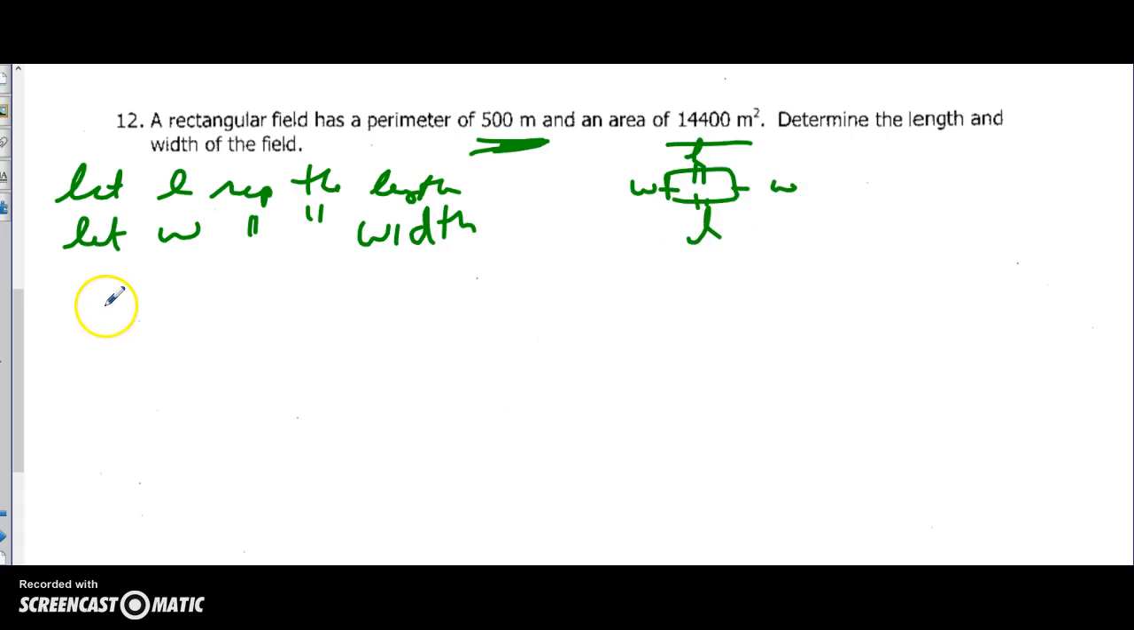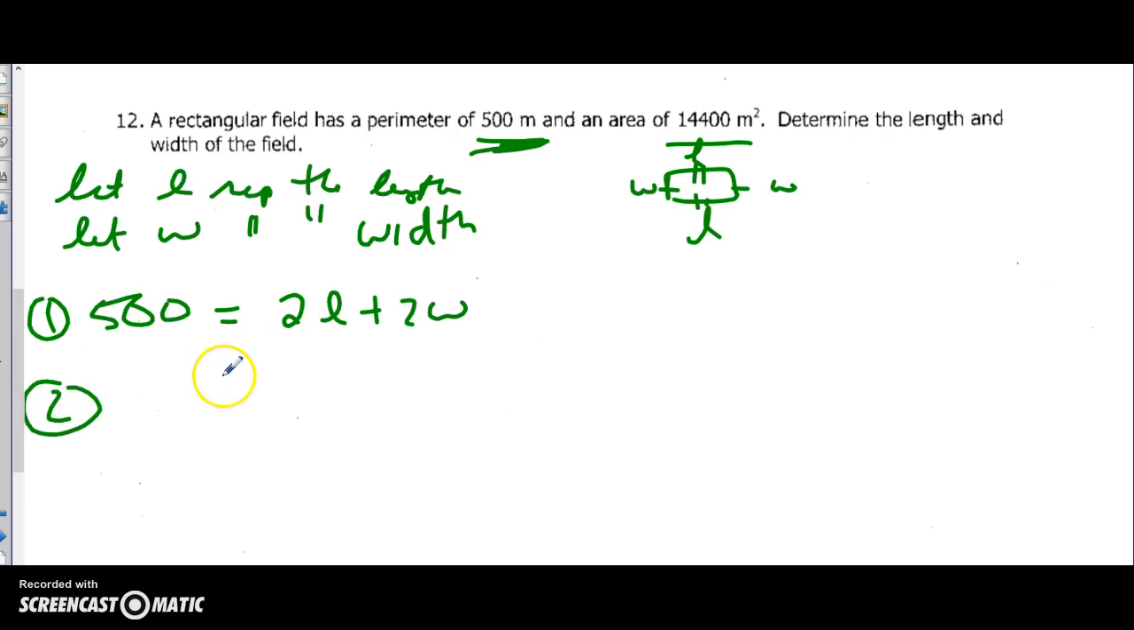So when we do perimeter, the perimeter is, we said, is 500. So equation number 1 is 500 meters equals L plus W plus L plus W, or 2L plus 2W. We're going to have to rearrange that in a second, but let's hold up. Number 2, area is this, so 14,400 is equal to the area, which is length times width. You can write that the other way around. LW is equal to 14,400.